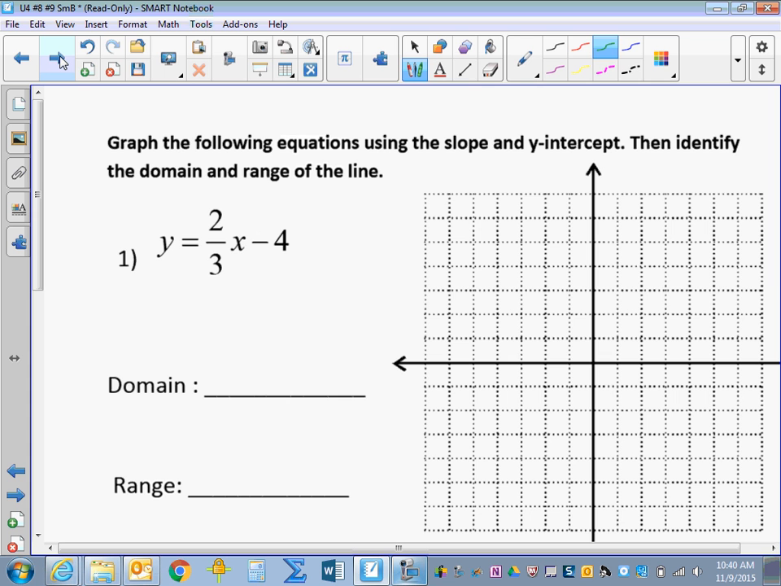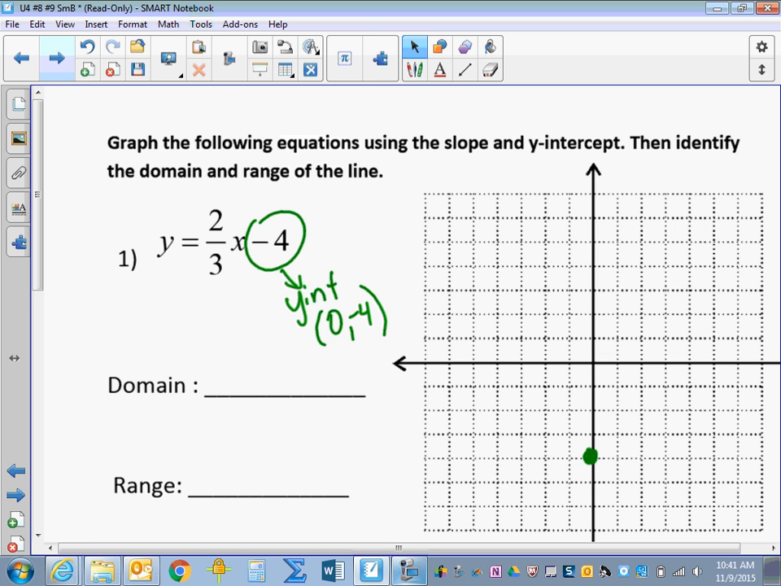What is my y-intercept for this equation? -4. This is my y-intercept, which is the point 0, -4. So let's plot that on our graph. Would anyone like to come up and plot your y-intercept for us? So what is my slope then? Right, very good. My slope is 2 over 3.